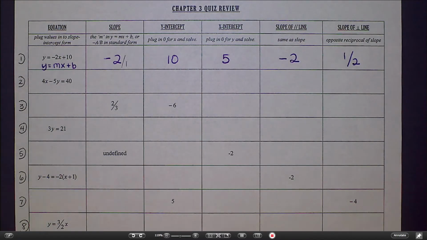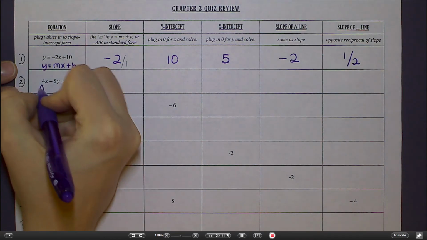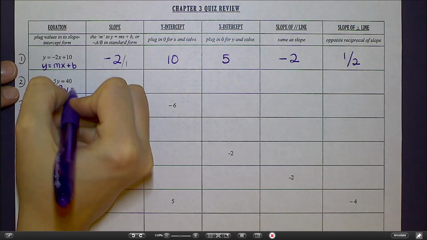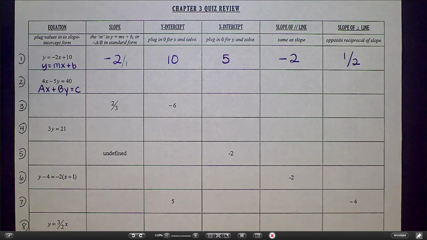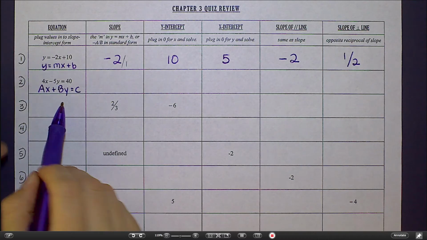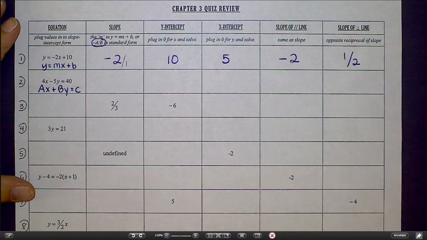Okay, let's look at the second one. The second one is in standard form, which looks like this: ax plus by equals c. And hopefully you can see the difference between number 1 and number 2, what those equations look like. This one has the x and the y together on one side. Okay? This one's slope is a little bit trickier. And it really just means we have to use this formula, and I gave it to you up here at the top of the table.